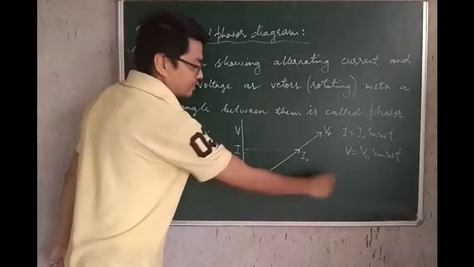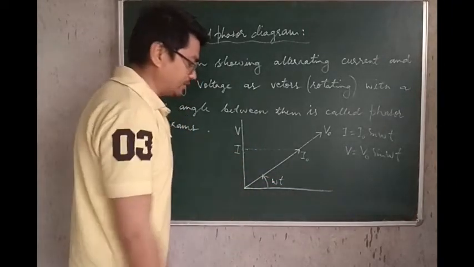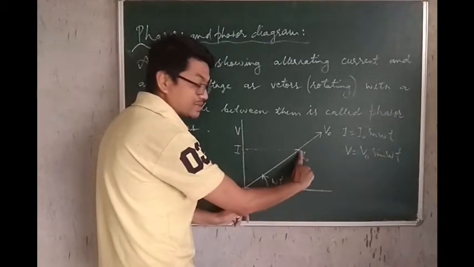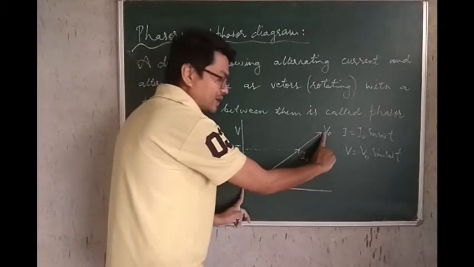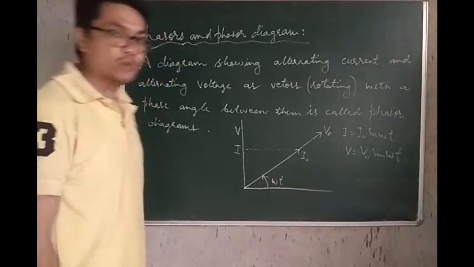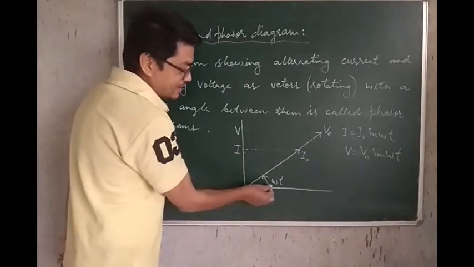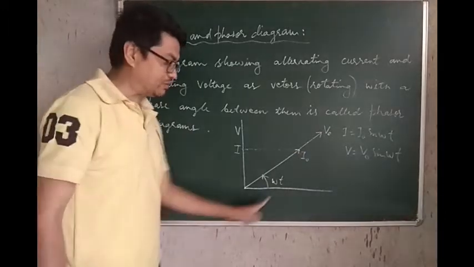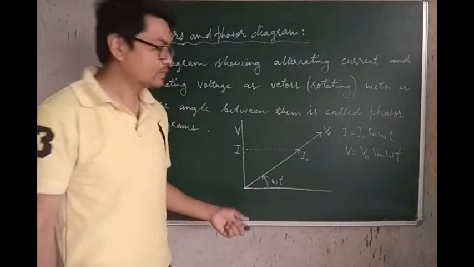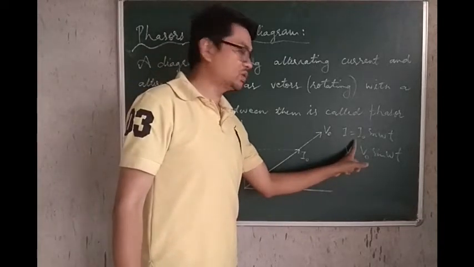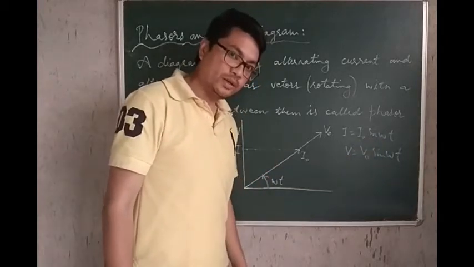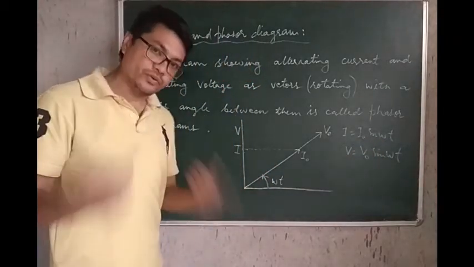So you have a diagram, let's call it a graph. Up to here, this vector is I0, representing your current, and this vector up to here is V0, representing the voltage. They have the same phase in this example, which is omega t. So I is I0 sin omega t, V is V0 sin omega t, they have the same phase. So this is an example of a phasor diagram.